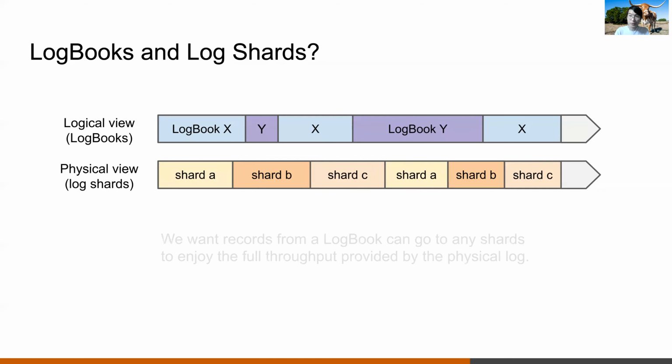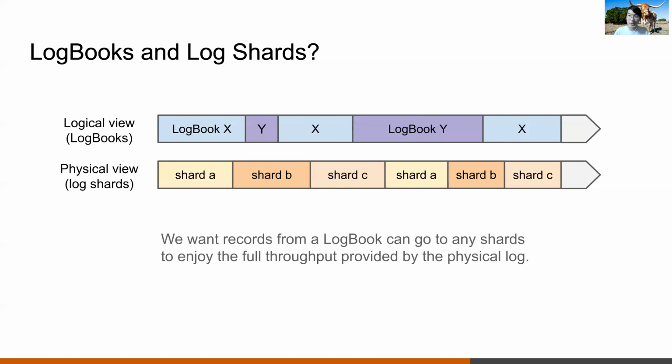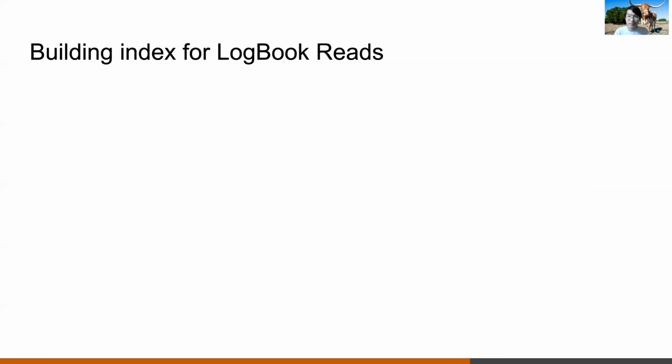In Boki, we want records from a logbook to be able to go to any shard, so that a logbook can enjoy the full throughput provided by the underlying physical log. In this approach, the challenge becomes how to locate records for logbook reads, because there are no fixed relationships between logbooks and log shards. So Boki builds a log index to locate records for logbook reads.